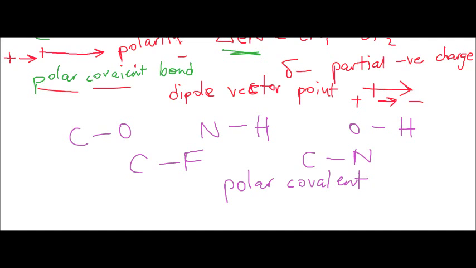Things that are considered non-polar: as I've pointed out already, pretty much carbon and hydrogen is considered non-polar. And with things like carbon and hydrogen that are non-polar, we do not draw these dipole vector points, because even though there is still a slight pulling of electrons, it's so minimal that it's not referred to as a polar covalent bond.